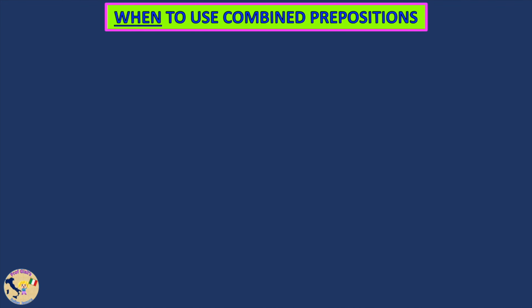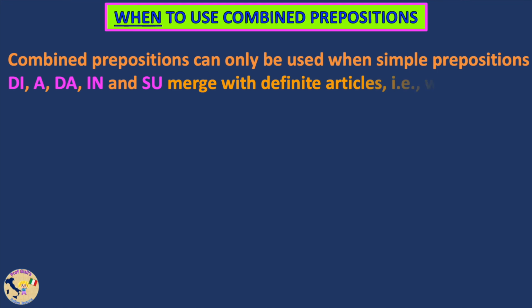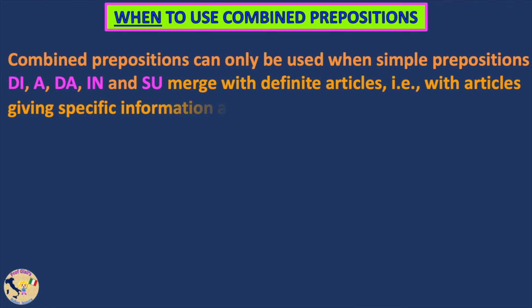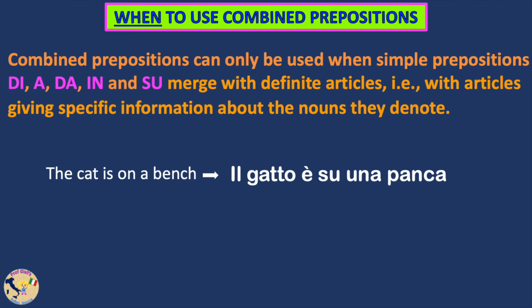As I mentioned at the beginning of this lesson, Italian combined prepositions can only be used when simple prepositions di, a, da, in and su merge with definite articles, that is, with articles giving specific information about the nouns they denote. To explain this rule, let's look at an example we've used in the previous lesson on simple prepositions. The Italian sentence for "the cat is on a bench" is "il gatto è su una panca." Here, preposition su is followed by the indefinite article una, which refers to an unspecified bench. It could be any bench.